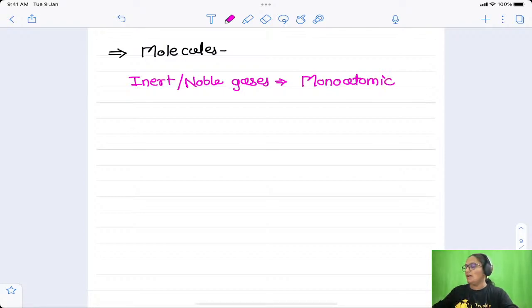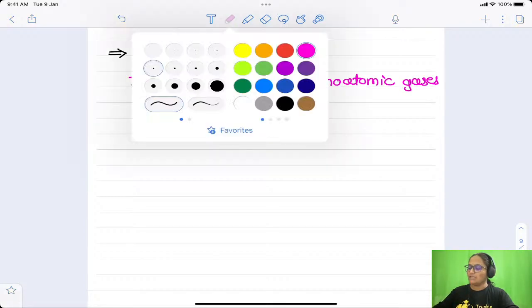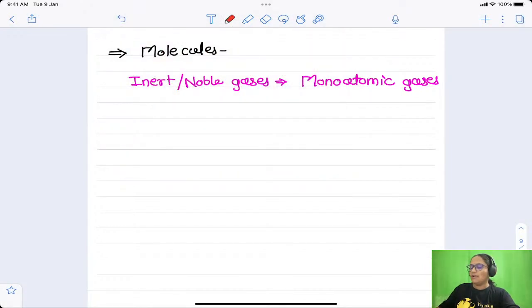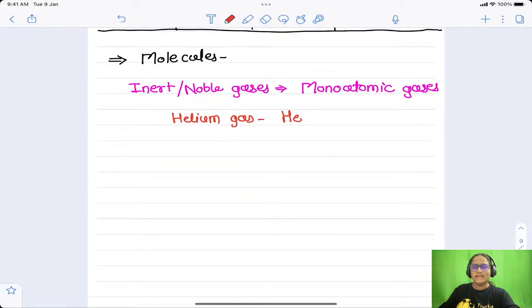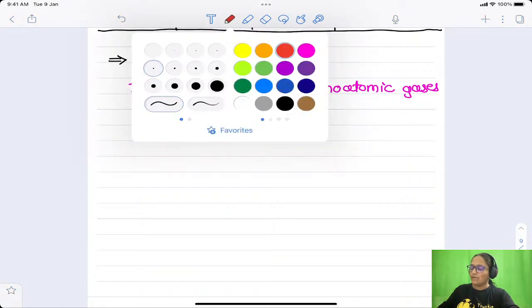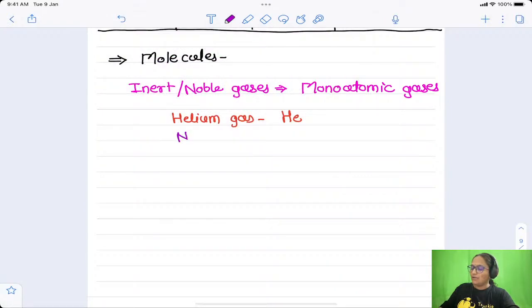Mono stands for single, atomic stands for atom, that is, they contain only a single atom in their molecule, right? For example, if I want to write the formula for a noble gas like helium, I write the formula as He only, not He2, He3 or He4. Its formula is He only because a single atom is present. Inert gases, noble gases, do not marry any other atom. They are single, bachelor throughout their life. Another example, neon. Neon is also an inert gas, noble gas. So its formula is Ne only, not Ne2, Ne4.